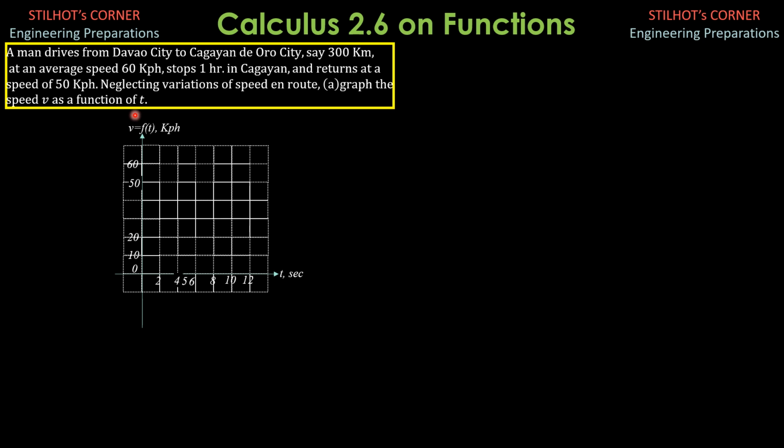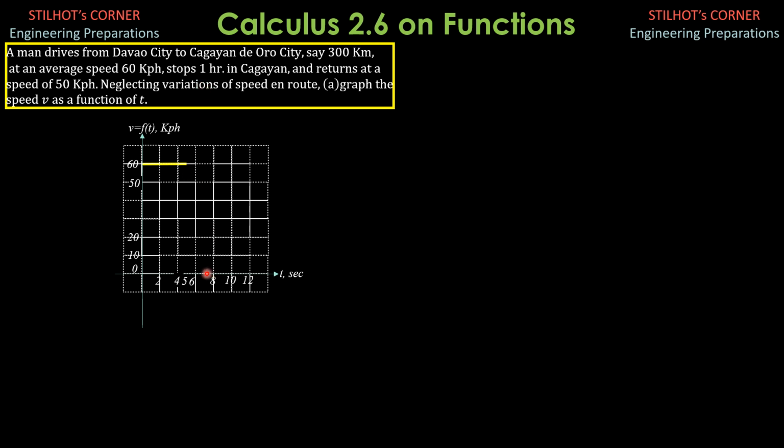So here it is. The speed of the car is 60 kilometers per hour from 0 to 5, and it should be graphed as shown. So 60 kilometers per hour, we have the speed here in kilometers per hour, then time in hours. So 60 kilometers per hour from 0 to 5.